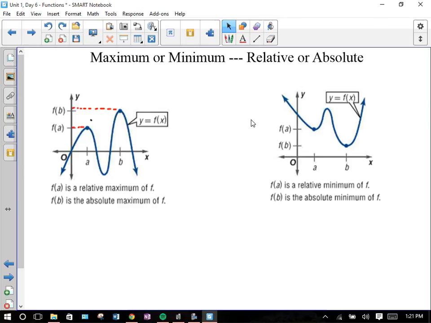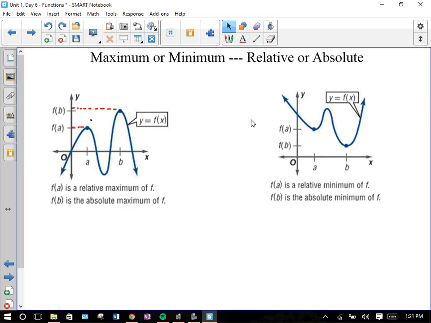If the y values go towards positive infinity, so if the end behaviors of your function both go to positive infinity, then you're going to have an absolute minimum. Okay? Does that idea make sense?